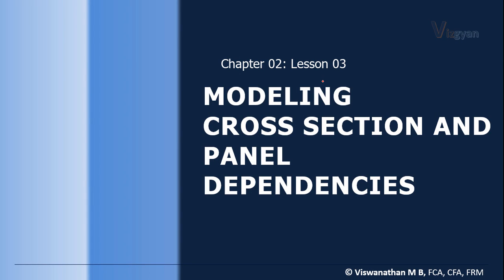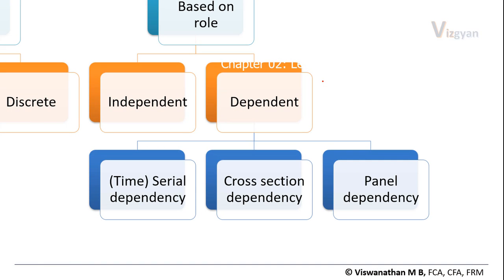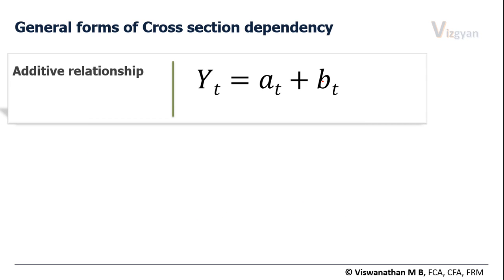So we went through time series relationships. Now let's try and understand cross-section relationships. When we talk about cross-section relationships, again there are two forms in which you can use your equations. One is an additive relationship, where a dependent variable depends on an additive relationship between two variables. So yt is going to be equal to the value of a at time t plus the value of b at time t. Now a and b can be positive or negative.